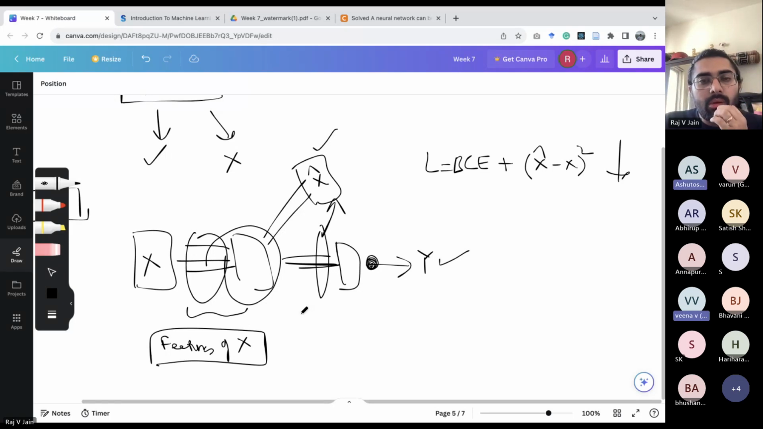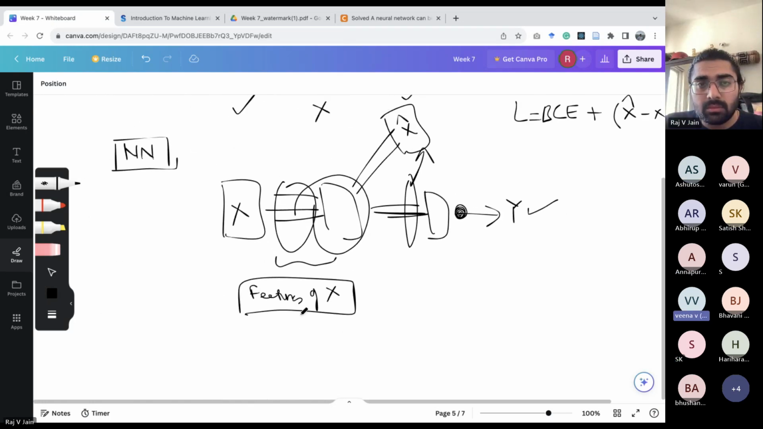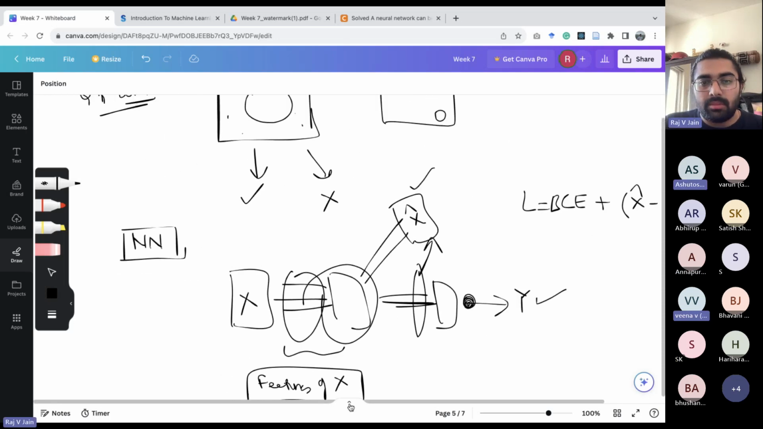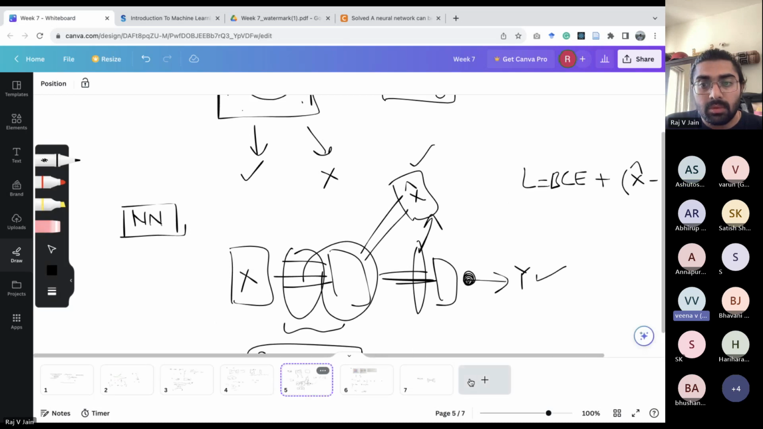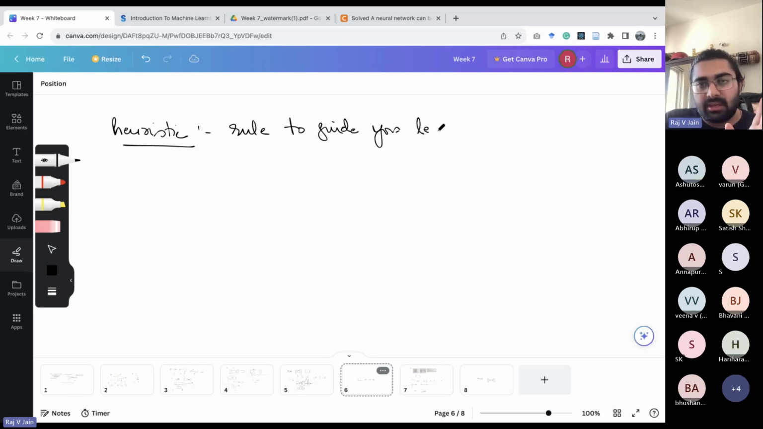Sir, I have one basic doubt. The word heuristic, what does it mean? Is learning itself called heuristic? In this machine learning concept, what does that word actually mean? So heuristic, at least the way I understand it, is a rule to guide your process or learning. Guide your learning, that's it. That's all I understand with heuristic.